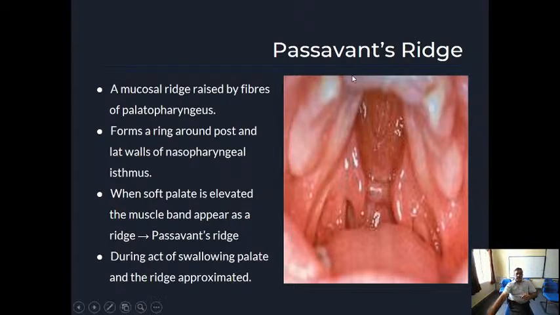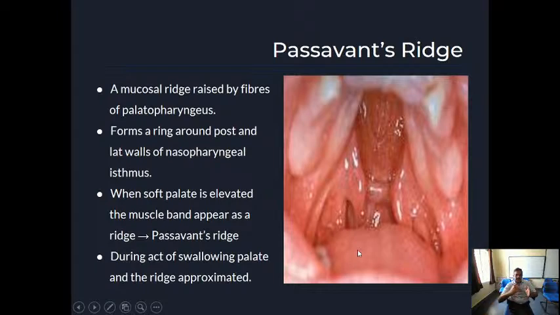Now, from the roof of the nasopharynx, go to the floor of the nasopharynx, that is the velopharyngeal space or isthmus. There is a mucosal ridge raised by fibers of the palatopharyngeus. There is a muscle coming from the palate to the pharynx, the palatopharyngeus muscle, and when this muscle contracts, it forms a small ridge in the posterior wall of the pharynx, posteriorly and also laterally. And that is the one ridge.